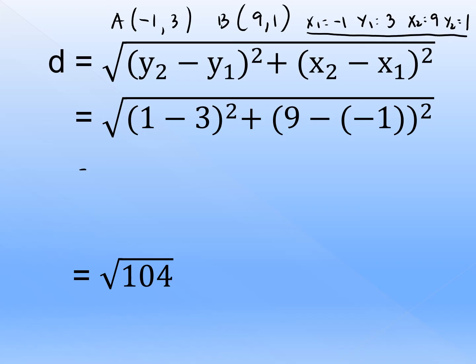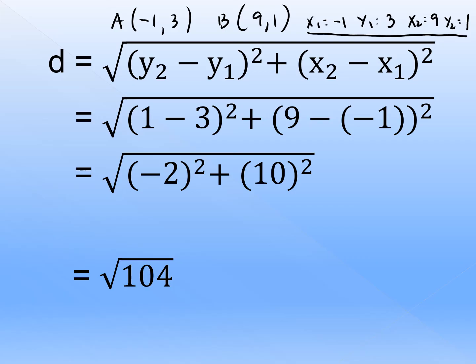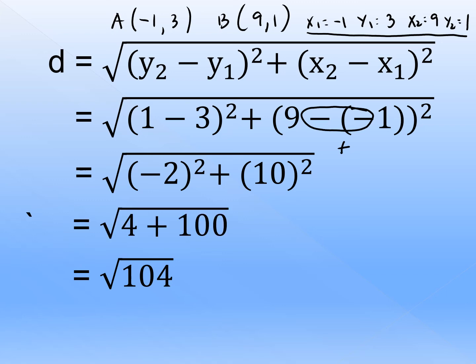Now let's simplify. We have 1 minus 3 is equal to negative 2, and 9 minus negative 1, since we have a double negation, or negative times negative, it will be positive. So 9 plus 1 is equal to 10. Now, let's simplify the squares. Negative 2 squared is equal to 4, and 10 squared is equal to 100. So 4 plus 100 is equal to the square root of 104. Therefore, the measurement of the diameter is equal to the square root of 104, or 2 square root of 26.